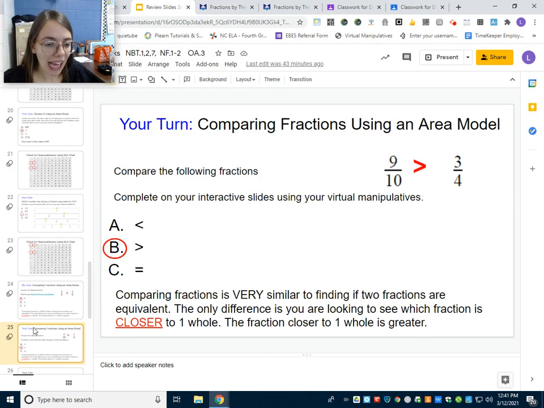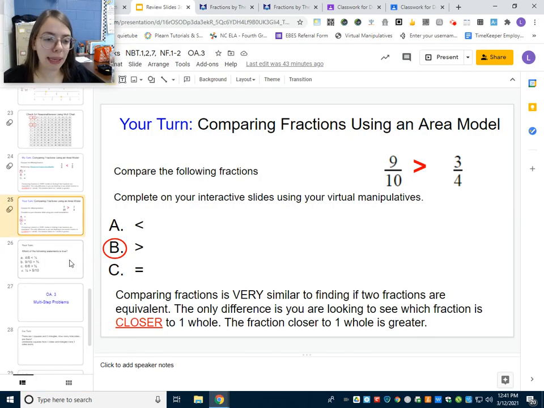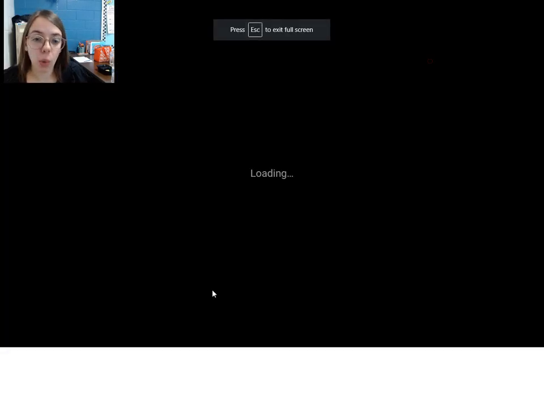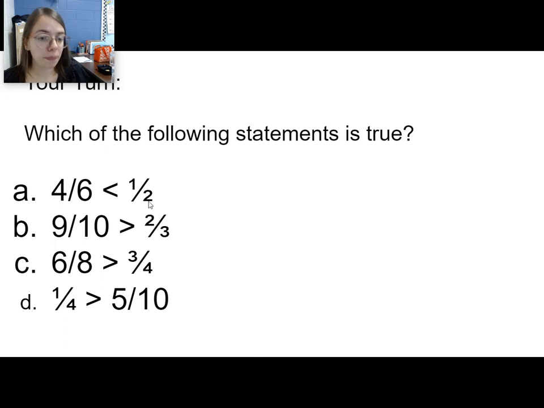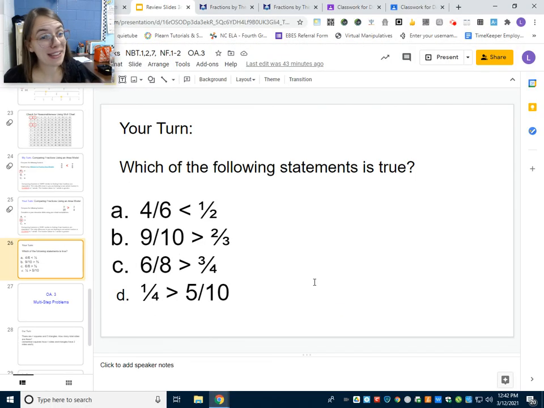Okay? All right. So just remember that comparison, and you are going to see a question like this on your assessment. Which of the following statements is true? Just use your strategies, build each of these, and figure out which one is showing the correct relationship between the fractions. Okay? Remember, we eat the greater one, put the greater than side towards the larger fraction. Okay? All right, you got this.